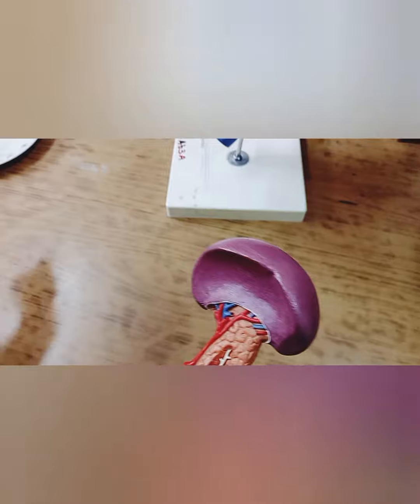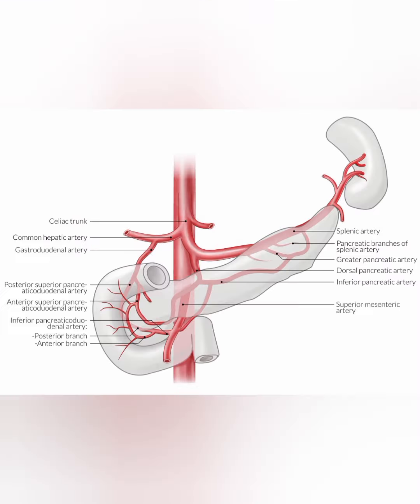Now we will discuss the blood supply of the spleen. The spleen is basically supplied by the splenic artery, which is a branch of the celiac trunk of the aorta.